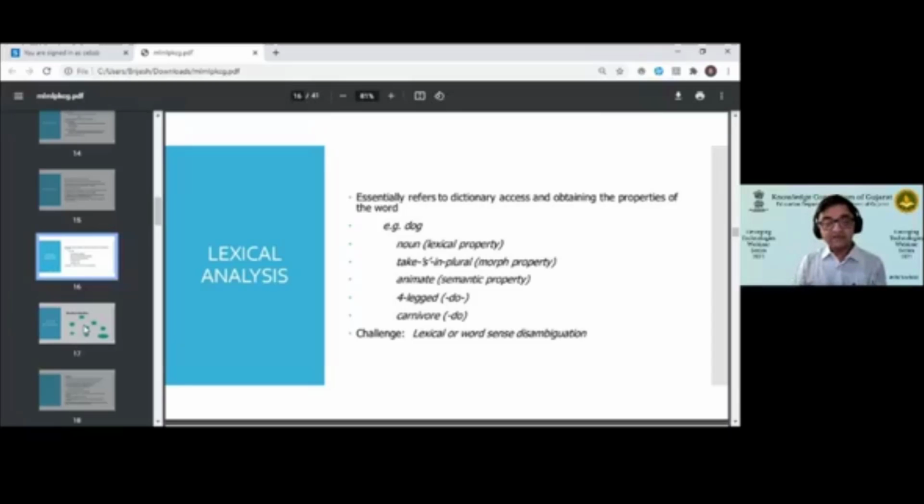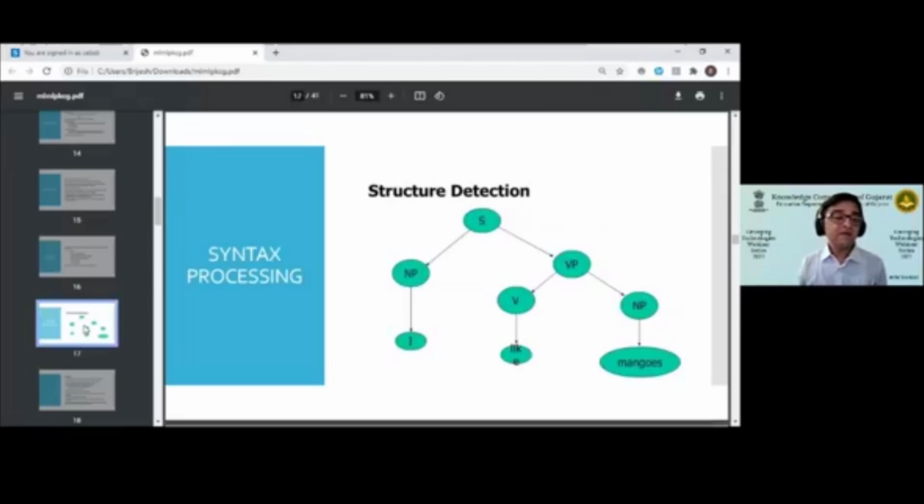So we are at the stage where the speech data is converted into sentences. The sentences are broken down into words. The words' inflections are removed and the meaning of the word is mapped from the dictionary. We got the lexical property of the word. And then we are at the next stage of processing, where we process the structure of the sentence.